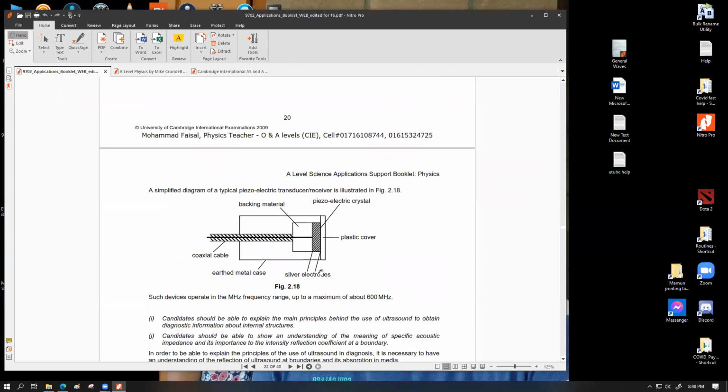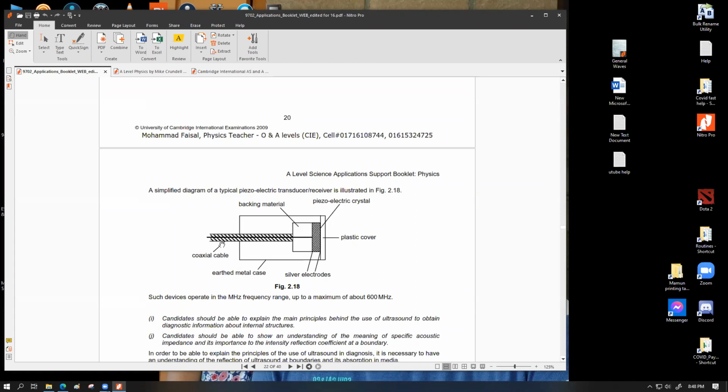So this is a very simple figure. What you have to understand is that this is the piezoelectric crystal, the silicate crystal unit. We have a backing material here. The reason we need a backing material is so that the crystal does not physically get shifted by the pressure variation. Rather, it is stacked against a solid surface, so that whenever the pressure variation comes, it makes the crystal vibrate. We have a bit of a plastic cover here, two silver electrodes on these two sides, and a coaxial cable.